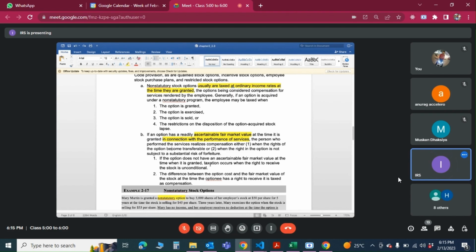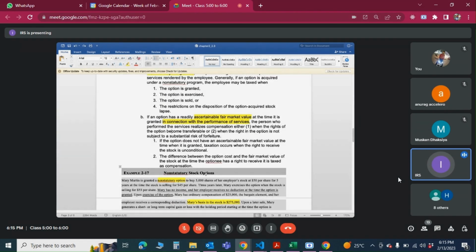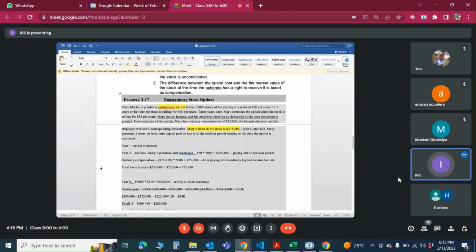Okay, let's go over this thing. Sakshi, you want to read this? Yes, ma'am. Example on non-statutory stock option, non-statutory, non-qualified, not qualified for favorable tax treatment. Go ahead. Yes, okay, ma'am.